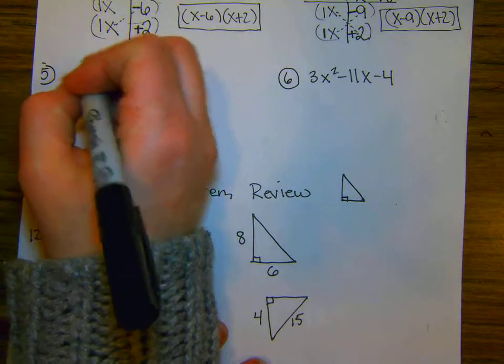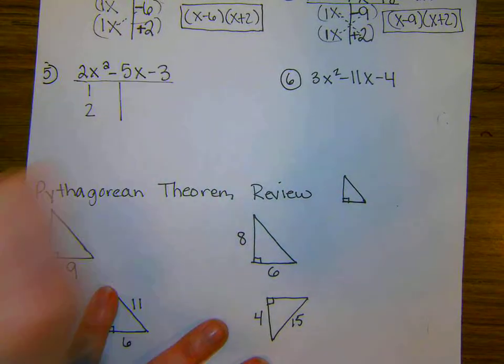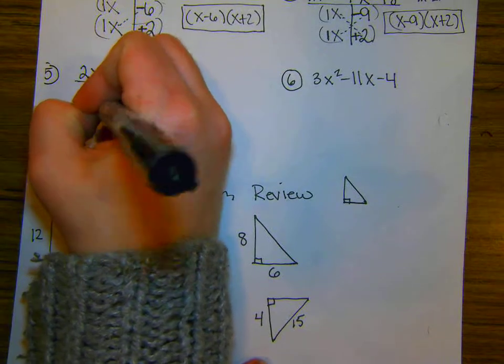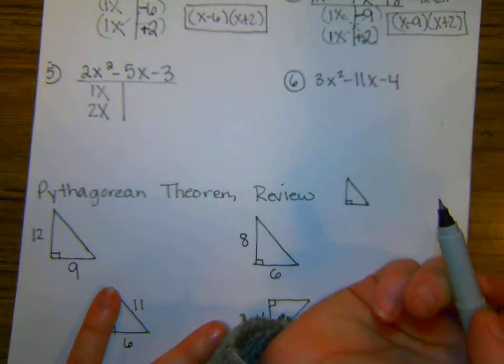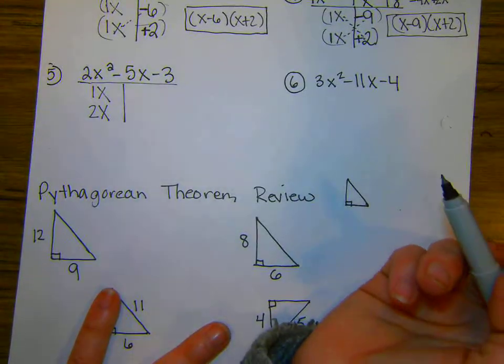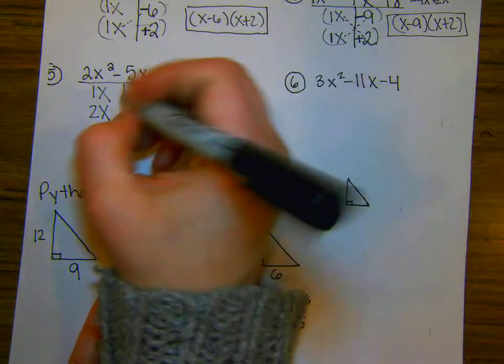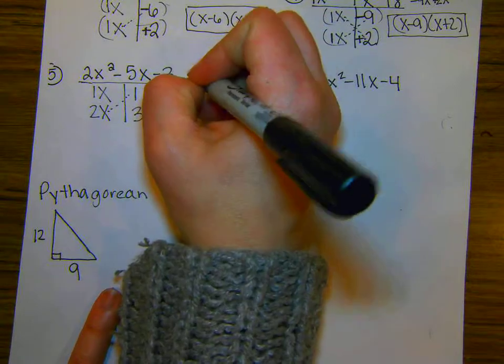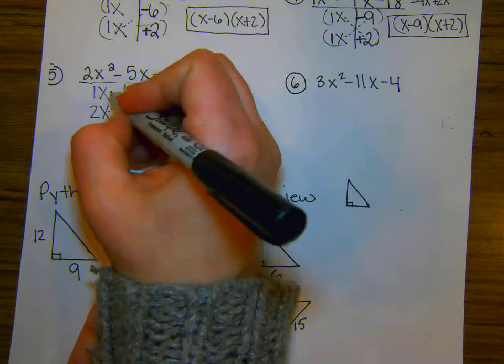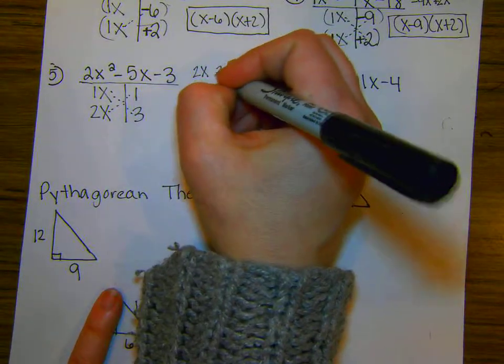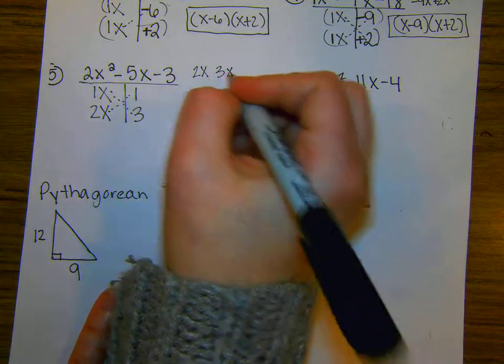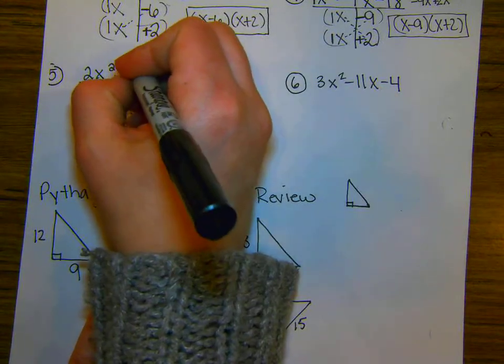Numbers that multiply to 2: 1 and 2. And I'll go ahead and put the x's there. Usually this side doesn't change. It's rare if it does. Numbers that multiply to 3, well, that's just 1 and 3. So let's check it. 2x times 1 is 2x. 1x times 3 is 3x. Will they add? Now this one's a little trickier because they will still add. It always adds to the middle.